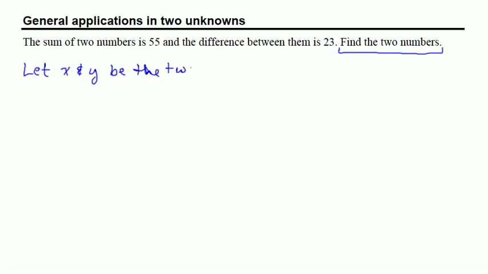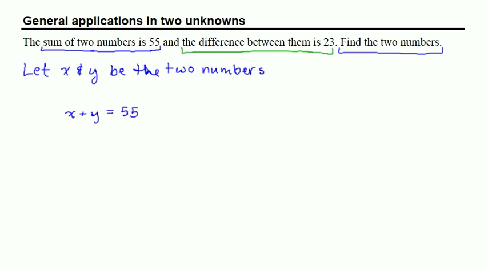And since we have two variables, we're going to need two equations in order to get a solution. First equation will come from this statement here, the sum of the numbers is 55, and the second equation will come from this statement here, the difference between them is 23. So that gives us the sum is 55, x plus y is 55, and the difference is 23. That gives us the equation x minus y is equal to 23.